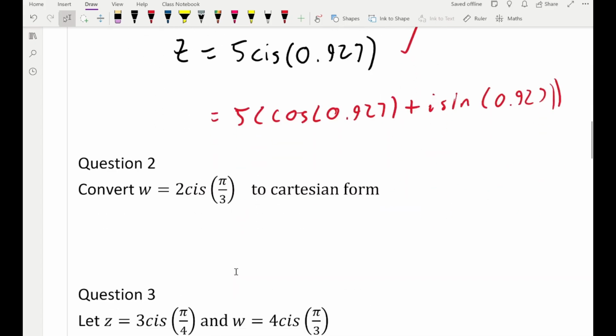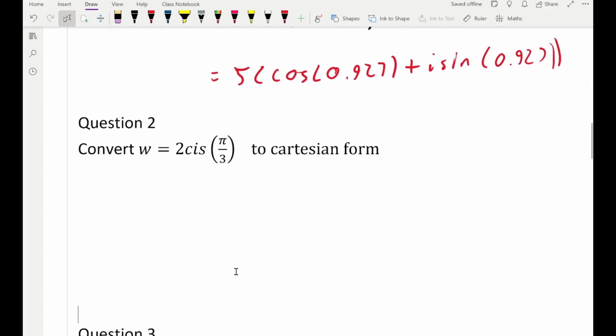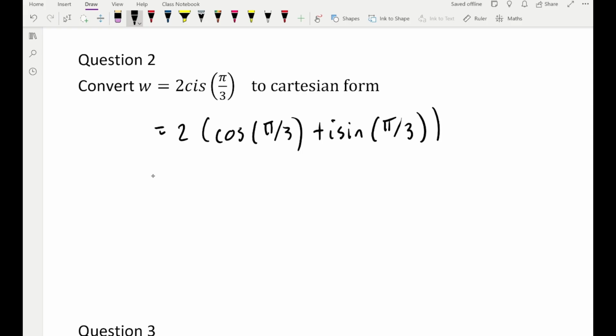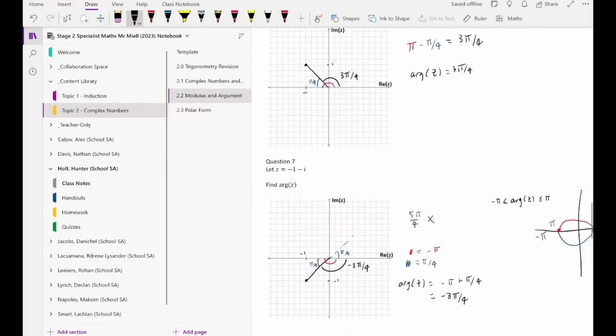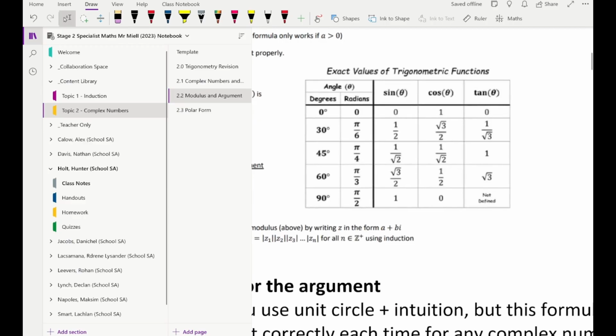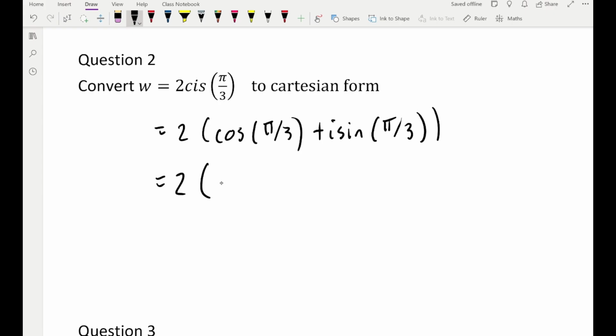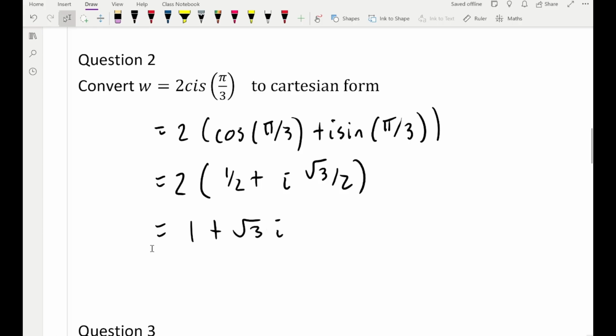So that's cool. All right, next thing we do is convert back to Cartesian form. So w equals 2 cos of pi over 3 plus i sine of pi over 3. Let's figure out what cos of pi over 3 and sine of pi over 3 actually are. This is where you'll pull up a trig table or something. For pi over 3, the cos is a half and the sine is root 3 over 2. So 2 times a half plus i root 3 over 2. 2 times a half is 1, plus root 3 i. There we go. That's Cartesian form.